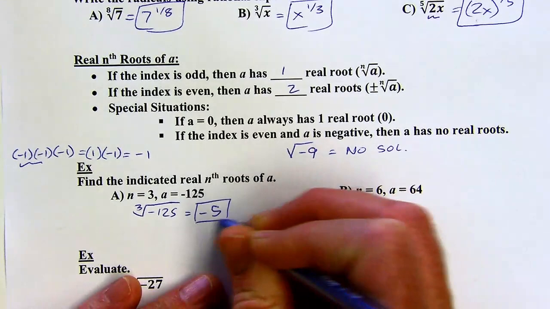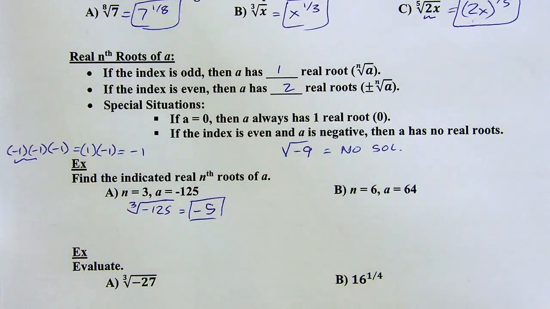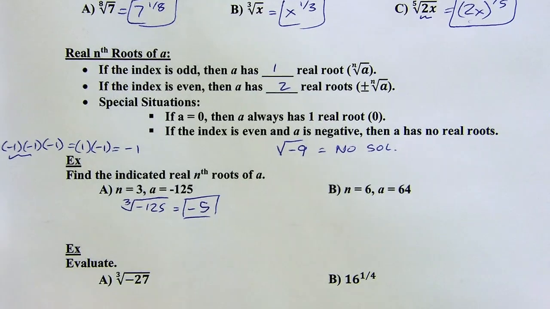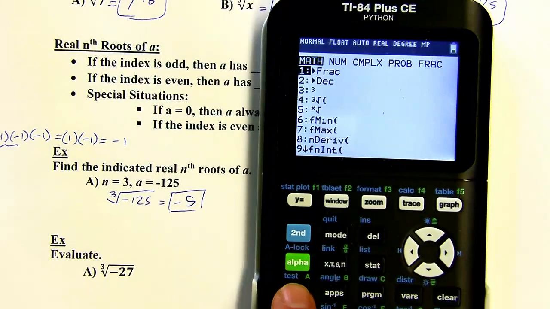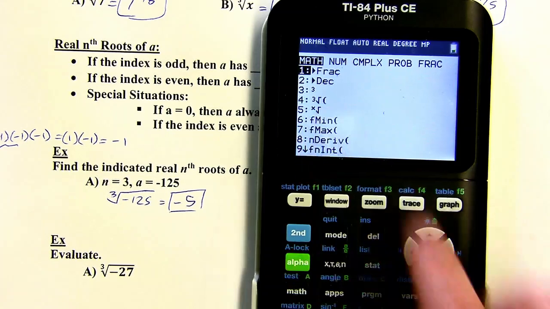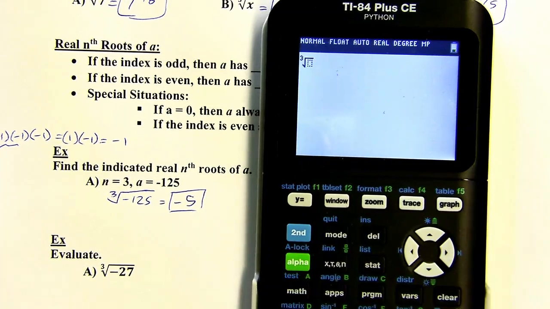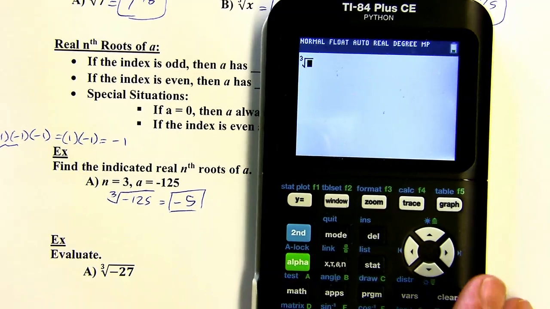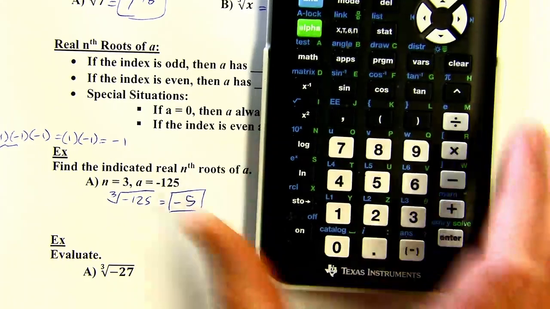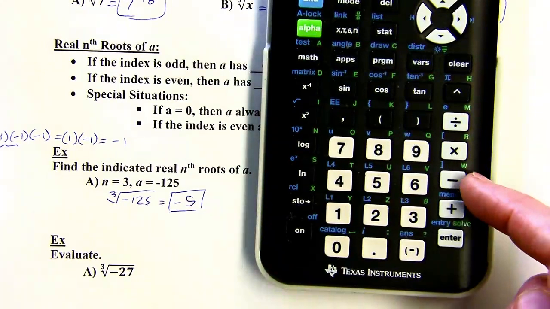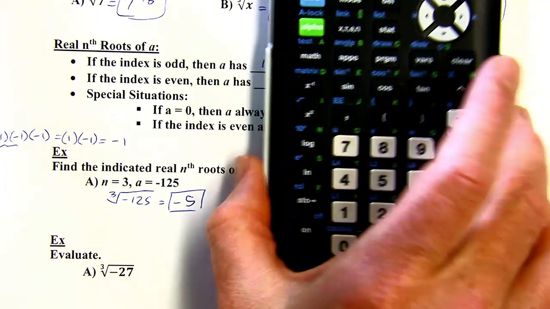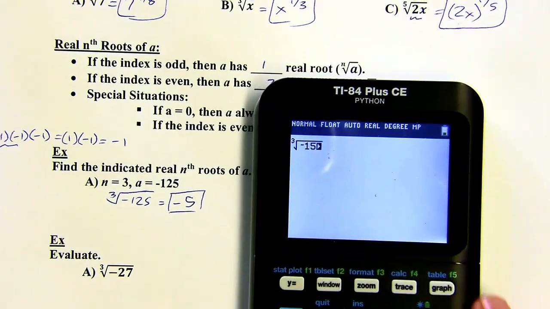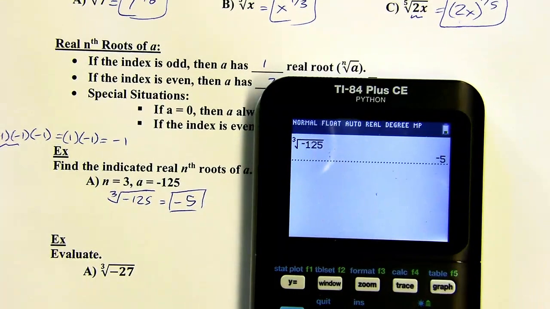And you could use a calculator to figure that out. You could do some trial and error, or if you have a fancy calculator, you can do a third root as well. On one of these calculators, if you hit the math key, the cube root is the fourth option down there. And then I put in -125. But be careful when you put in -125: you don't want to use the minus key because that's subtracting. We're using negative, so we use the negative button. So I hit that, hit 125, and hit enter, and it tells me -5.